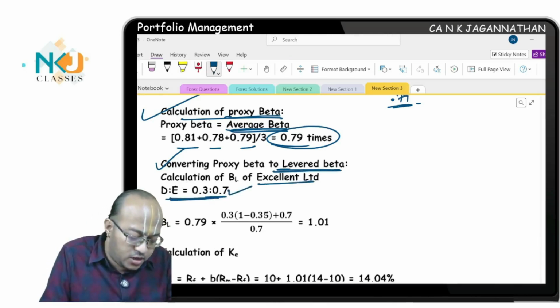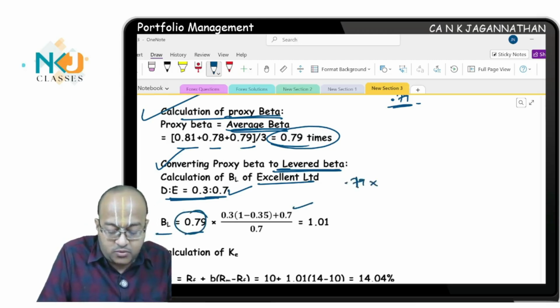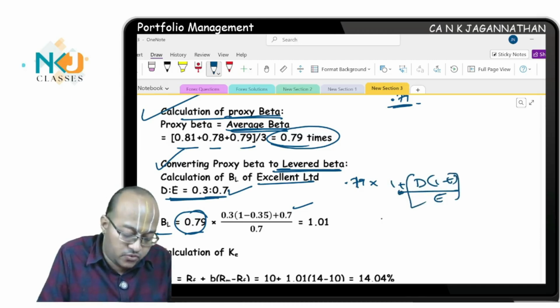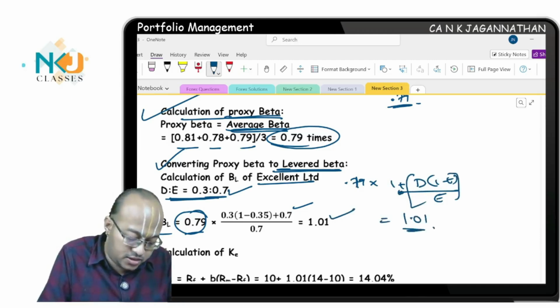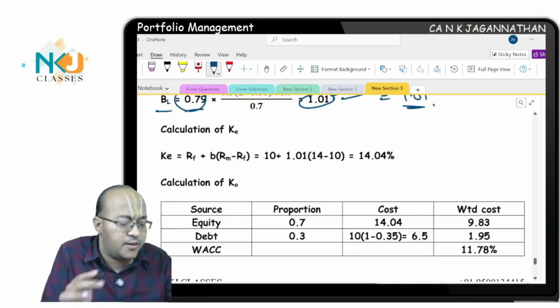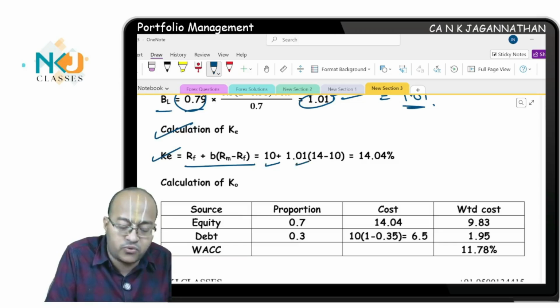So you apply that. Beta levered is equal to beta unlevered, 0.79, into 1 plus debt into 1 minus T divided by equity. If you do that you will get 1.01. Are you listening? Next, calculation of KE. Now you have the equity beta of Excellent Limited. Can I use this for calculating KE? Yes, of course. KE is RF plus beta into RM minus RF, risk free rate given. Beta, just now we found the equity beta, then we will get KE as 14.04%.